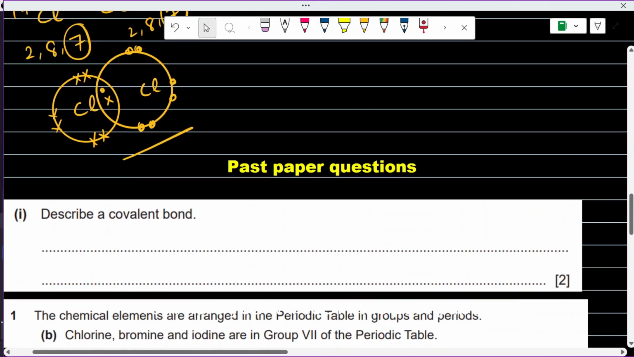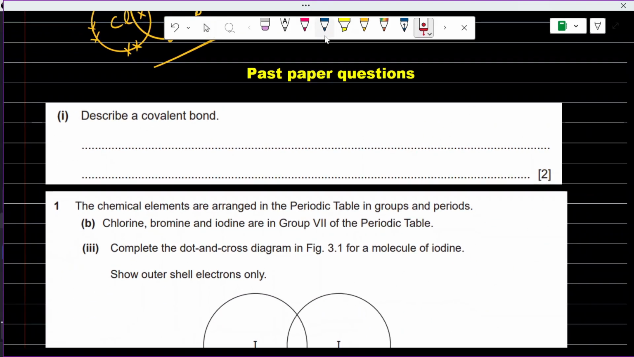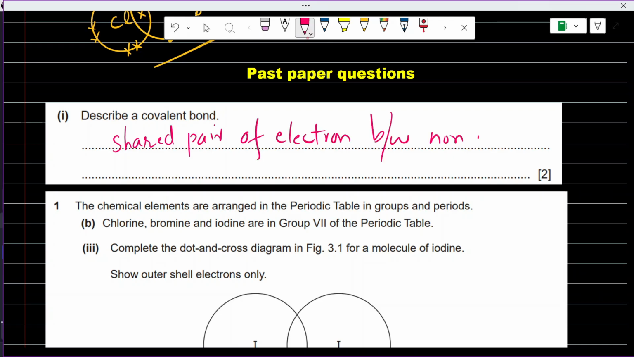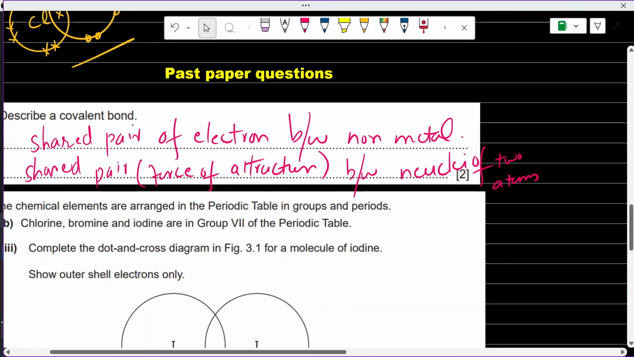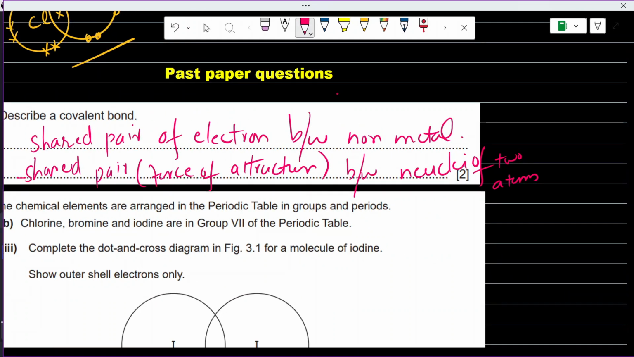You will see in the past papers: describe the term covalent bond. What is a covalent bond? Yes, it is a shared pair of electrons between two nonmetals, or you can say shared pair or force of attraction between the nuclei of two atoms, and the shared pair of electrons, okay?